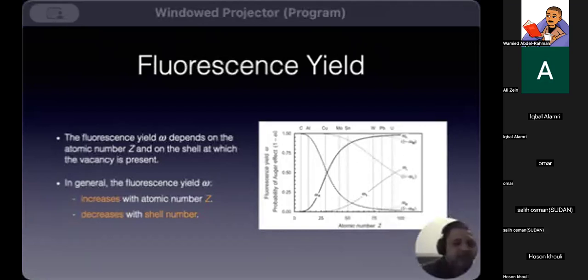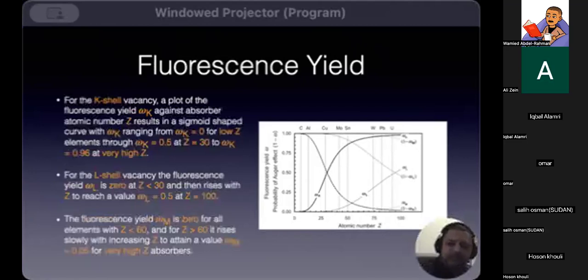Another thing that the fluorescence yield depends on is the shell number. So the probability of emission of an X-ray when a vacancy is in the K shell of tungsten is different than if this vacancy happened in the L shell, again in tungsten. In one atom we had the vacancy in the K shell, and in another atom in the L shell. The probabilities of emission of a characteristic X-ray are different between the two.